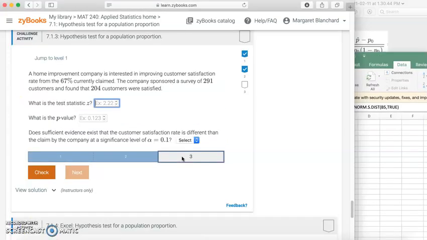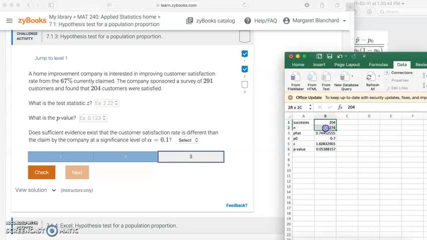A home improvement company is interested in improving customer satisfaction rate from 67% currently claimed. The company sponsored a survey of 291 customers and found that 241 were satisfied. So let's take a quick look. Let's clear out the numbers that need to change. First we have our number of successes, 204, 291 from our survey. P hat is 0.67. So these have updated. Our z value we know, but let's double check something.